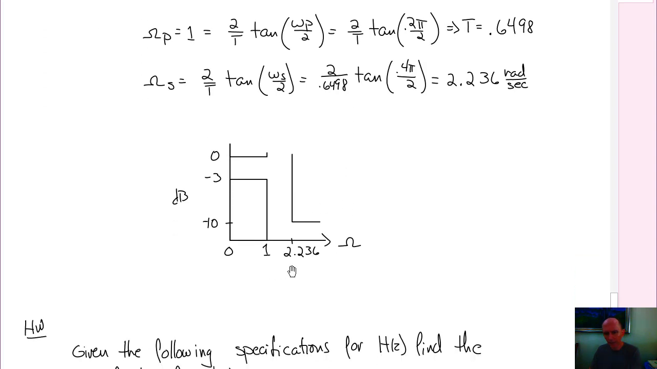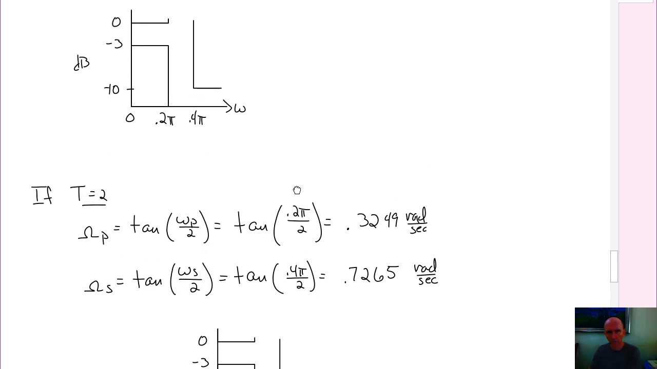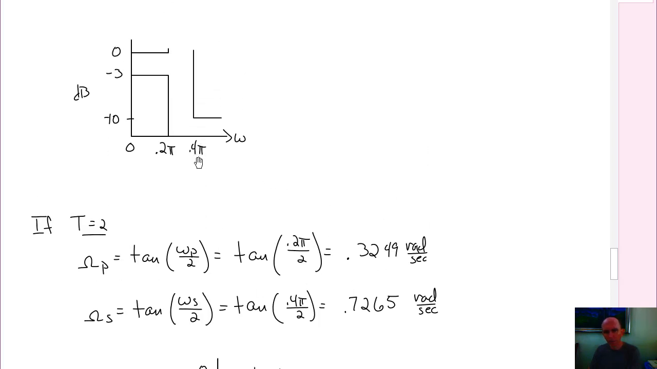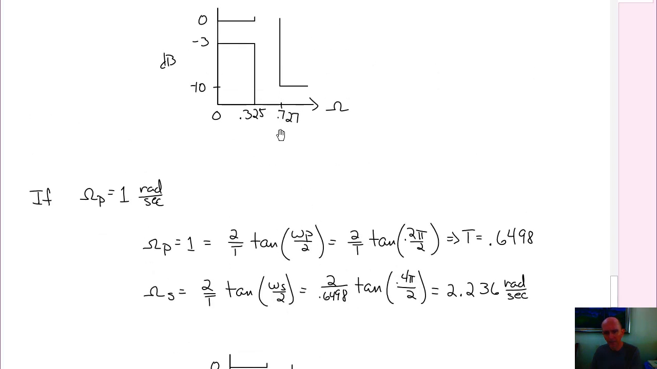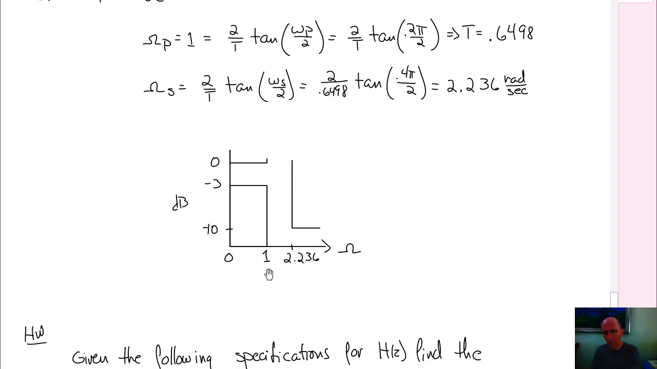Notice that in each case, what's going on here? This frequency, 0.4 pi, is double 0.2 pi. The stop frequency is double the frequency of the pass frequency. Here, once we do the transformation, the warping, 0.72 is not double 0.32, it's more. The same thing, 2.2 is more than double 1. And so the relationship of the frequencies changes. That's why they call it a warping of the frequencies.